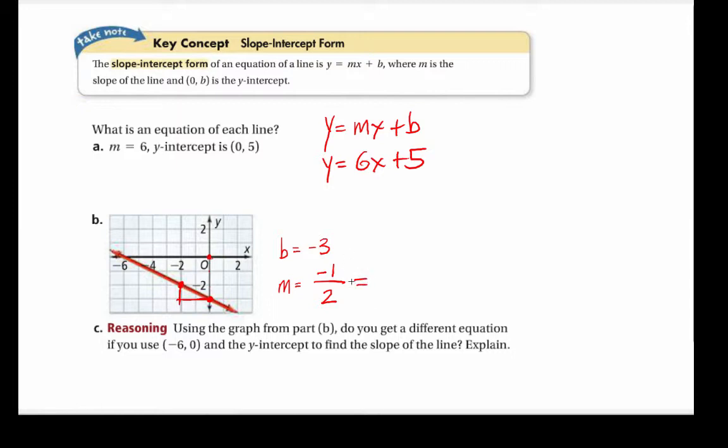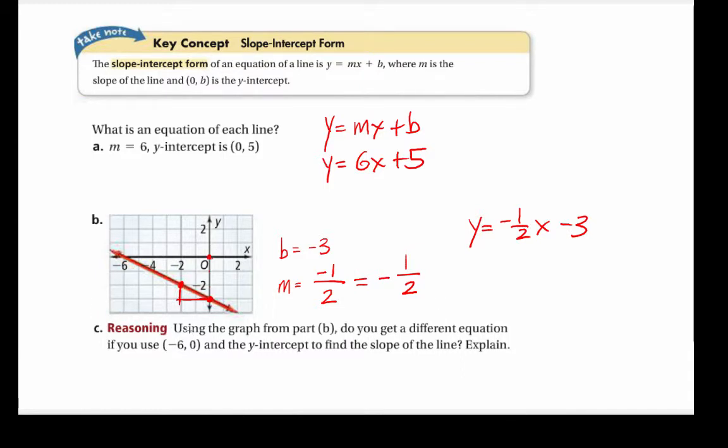When I have -1 in the numerator of the fraction, I can pull the negative out front of the fraction like this, so the slope is -1/2. Now I want to write my equation. My slope is -1/2 and my intercept is -3, so my equation is y equals -1/2 x minus 3.